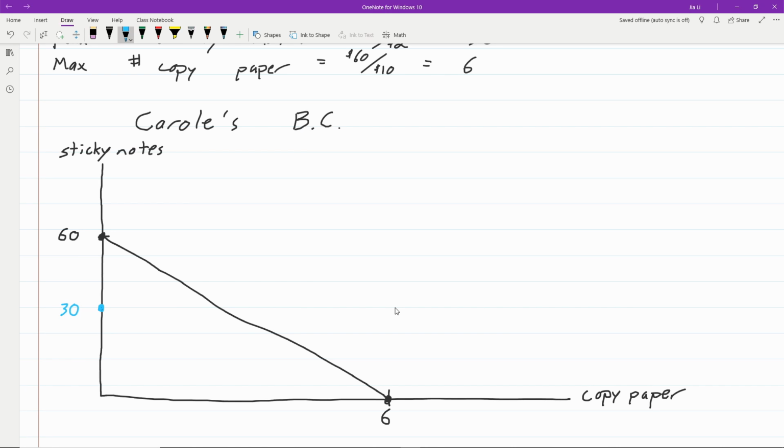So that would be about here, right? About halfway between the origin and the 60 mark on the y-axis for sticky notes. But she can still afford 6 stacks of copy paper, so I would still be using this point right here for my other endpoint on the x-axis. So I just need to draw a straight line connecting these 2 points. And that becomes our budget constraint when the price of sticky notes has gone up to $2.